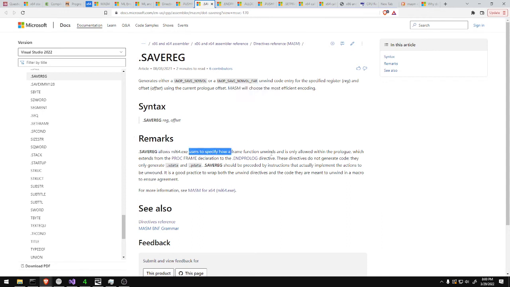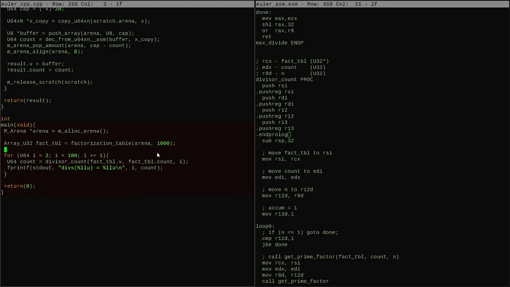Here's to specify how a frame function unwinds and is only allowed within the prologue, which extends from the frame declaration to the end prologue directive. These directives do not generate code. They only generate .xdata and .pdata. Save reg would be preceded by instructions that actually implement the actions to be unwound. It is good practice to wrap both unwind directives and the code they are meant to unwind in a macro to ensure agreement. Fair enough, but no thanks.